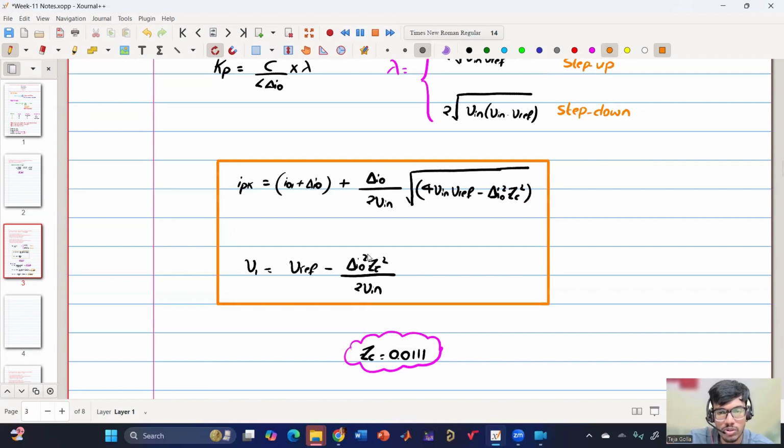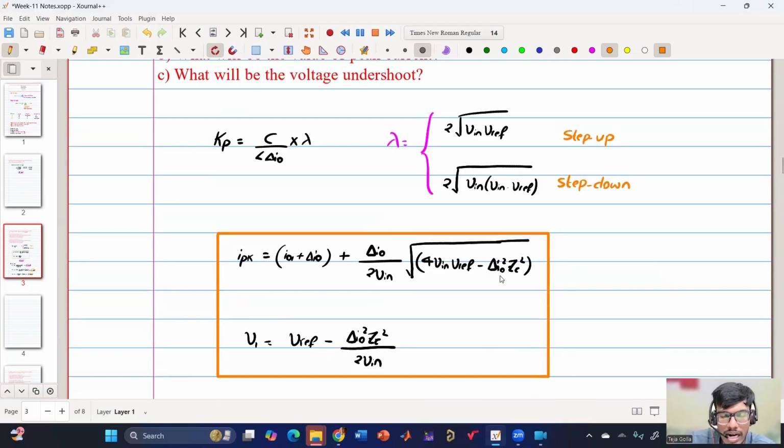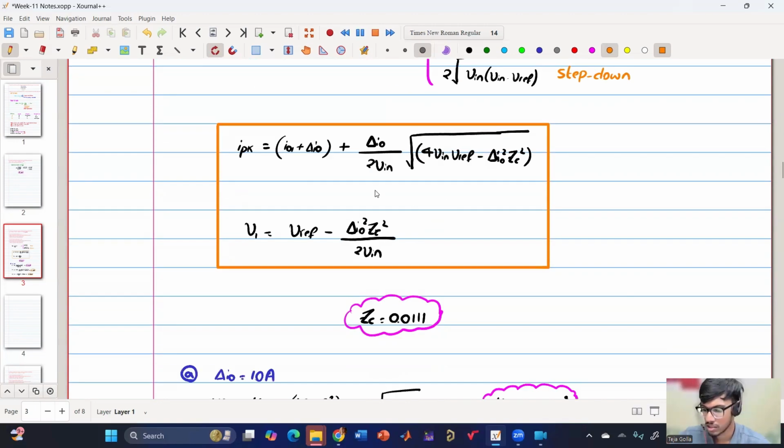Yes, actually both are same. So we'll get the same I peak value. Sir has used a different approach in deriving these expressions this week, but if you calculate, both will remain the same there and here, because there sir has considered an approximation. So if you see this delta I naught square ZC square, this is a very small value. So if you neglect this, then this will become 2 into square root of V in V reference. Okay, now that you have pointed out, let me just solve this.